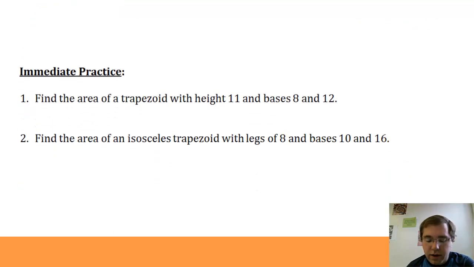So here are your immediate practice problems, which are exactly like the two examples I just did. Follow the same process I used. Number 1, find the area of a trapezoid with height 11 and bases 8 and 12. Just apply the formula, plug everything in. Number 2, find the area of an isosceles trapezoid with legs of 8 and bases of 10 and 16. Do the same thing I did in my example of using the Pythagorean theorem on one of the triangles on the end. And that is the end of section 11.3.